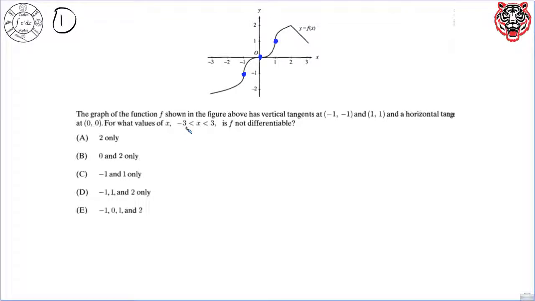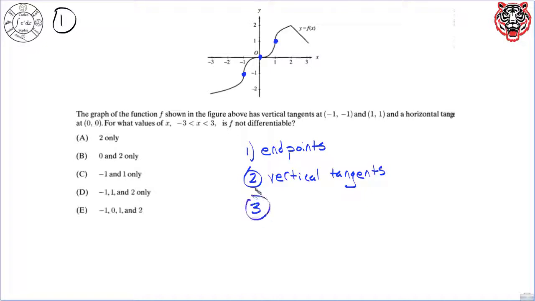And for values not including the endpoints, is it not differentiable? All right, what are the 4 things that will make a function not differentiable? They are, the first thing, endpoints. Second thing is going to be vertical tangents. Third thing, I don't know why I switched the circles here, go back to here. Third thing will be sharp corners. And the fourth thing, and that's kind of the big one, is discontinuities. That's just anywhere where it's not continuous.